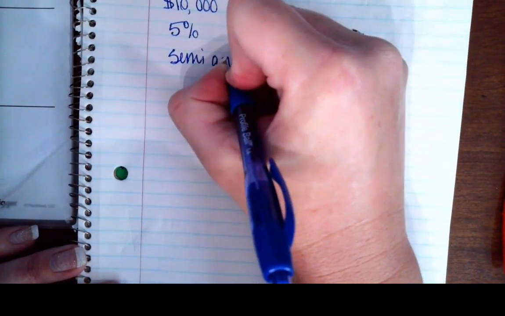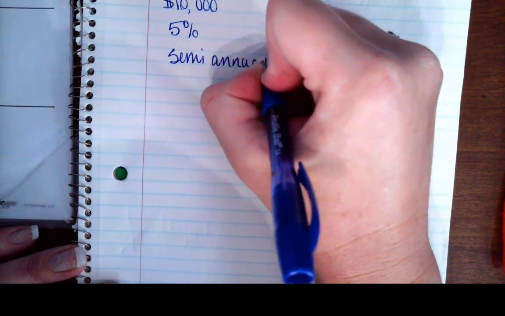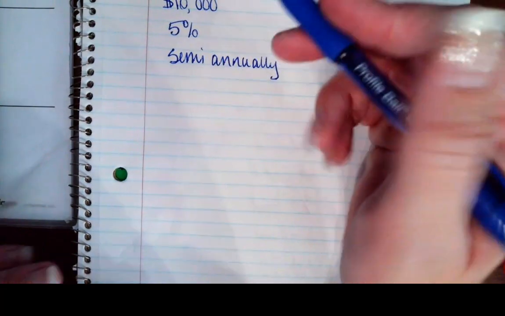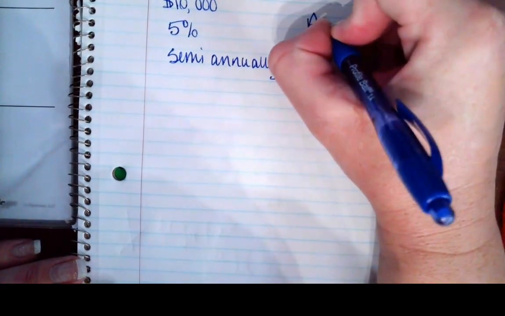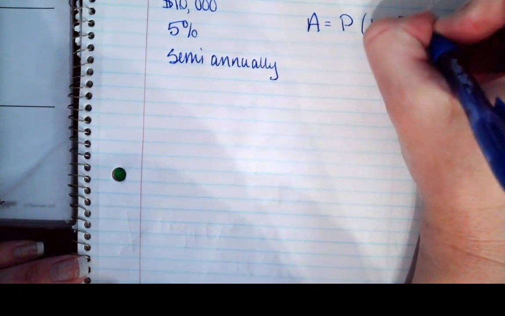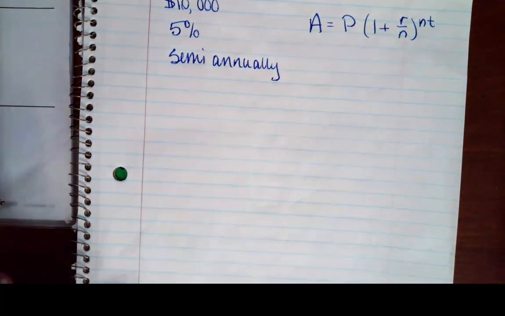Okay, if $10,000 is deposited at 5% interest and it's compounded semi-annually. That sounded so weird. I said semi instead of semi. Semi-annually. All right, so I'm going to use this formula of A equals P times 1 plus R over N raised to the NT.